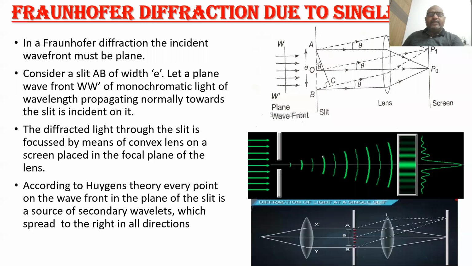Let us consider a slit of small width e. Let the plane wavefront WW dash of monochromatic light of wavelength lambda, propagating normally towards the slit, be incident on it. The diffracted light through the slit is focused by a convex lens on a screen placed in the focal plane of the lens. According to Huygens-Fresnel, every point of the wavefront in the plane of the slit is a source of secondary wavelets, which spread out in all directions.